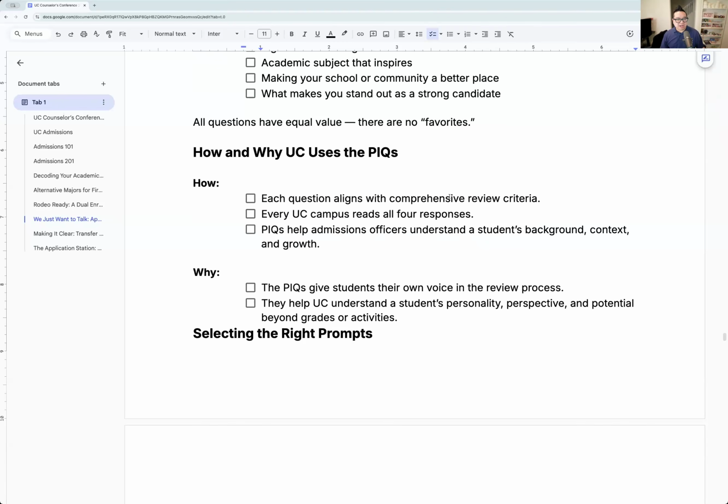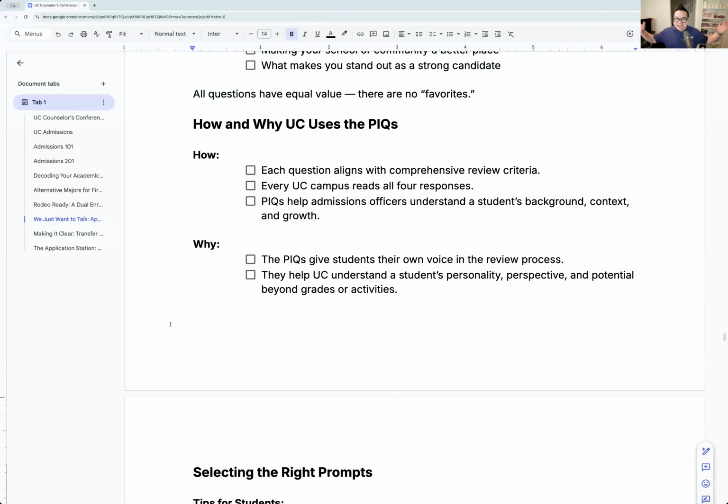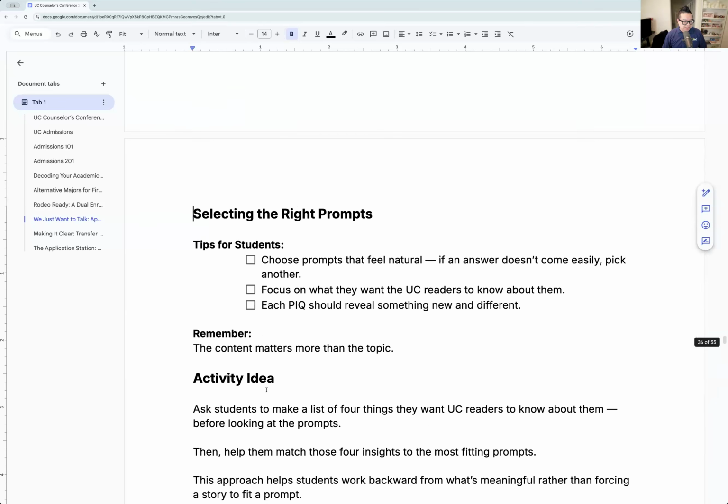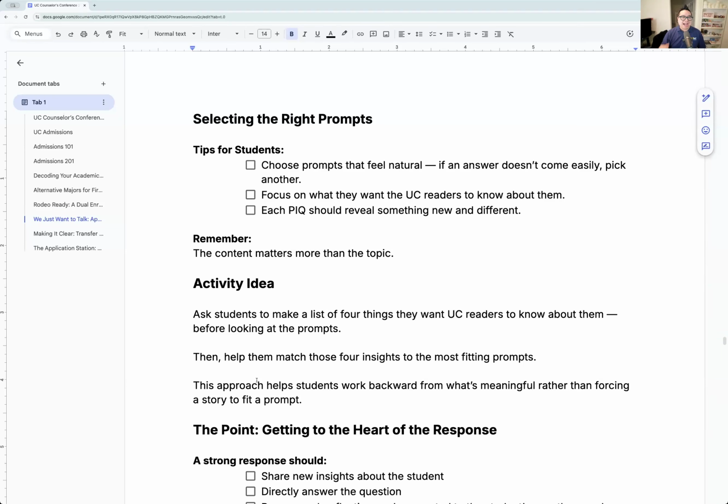Okay. Next one is how and why did they use it, right? This is to tell me as a reader, understanding who you are is the key outside of just your resume and classes. Because again, everyone has classes, everyone has resumes. So for me, who's the person behind the things is the key as well. And then again, how to select the right prompts. Pick the prompts that come naturally to the student, right? Focus on you, not anything else.